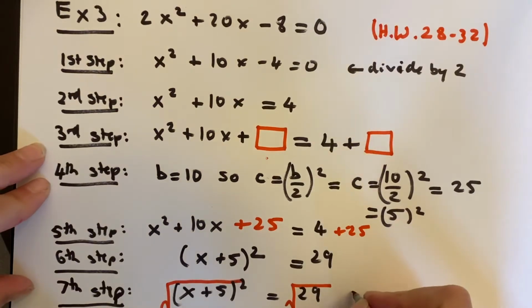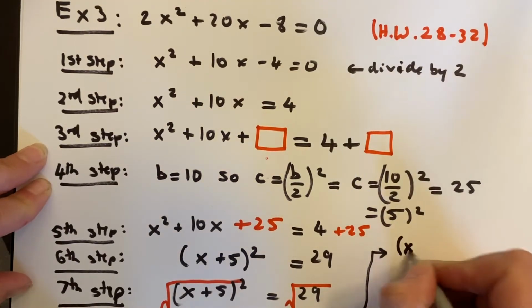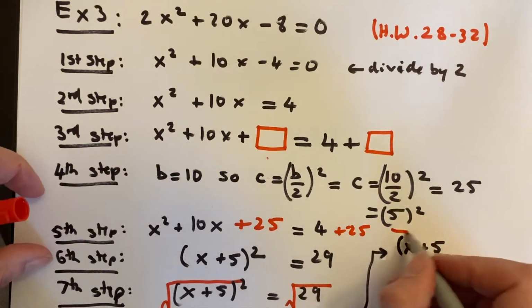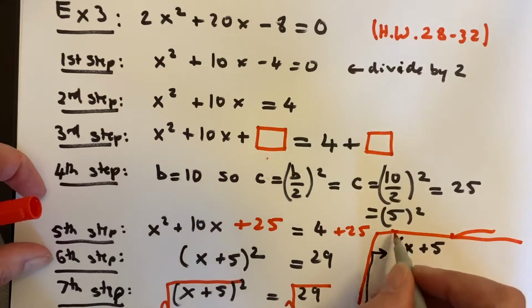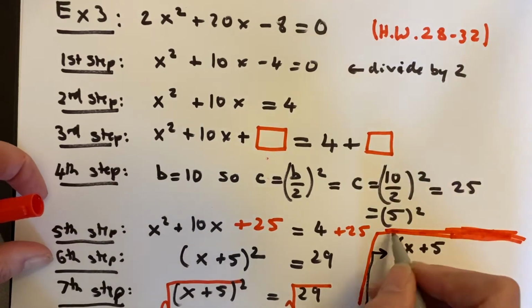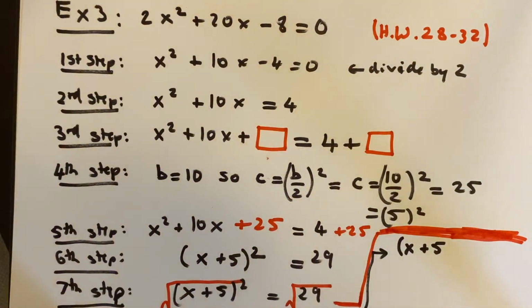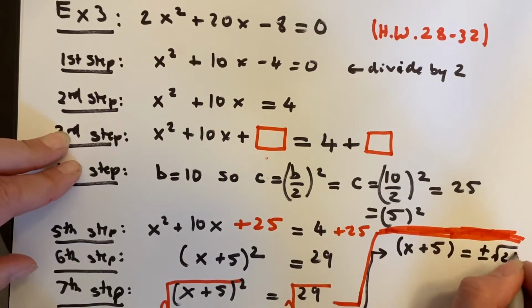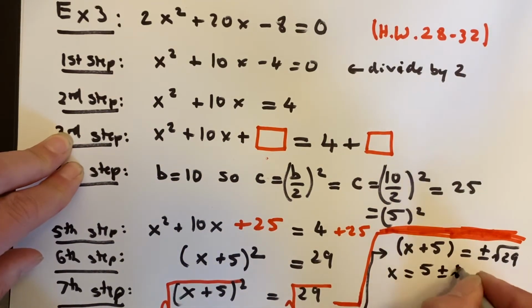So this, I'm going to just kind of segue over here since I'm out of space. I'm going to end up with x plus 5. Let me just put a line here. Oops. Sorry for the slip of the pen. Hope that does not give you any confusion. x plus 5 equals the positive or negative square root of 29. That means x equals 5 plus or minus square root of 29.